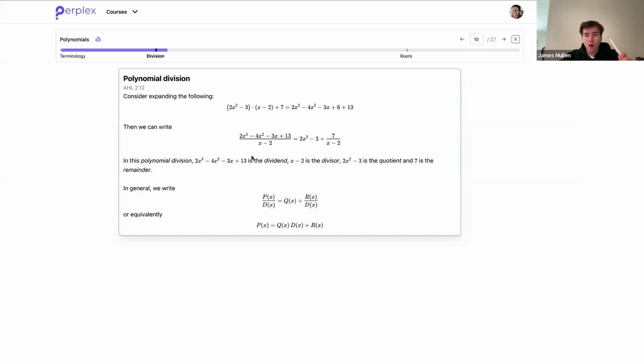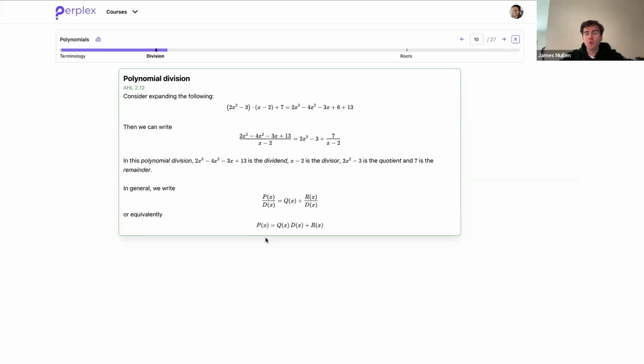And in this polynomial division, we call 2x cubed minus 4x squared minus 3x plus 13 the dividend, the thing that's being divided. X minus 2 is the divisor. The result, 2x squared minus 3 is the quotient, and 7 is the remainder, all right? And in general, we can write p of x divided by the divisor d of x is equal to the quotient plus the remainder divided by the divisor.